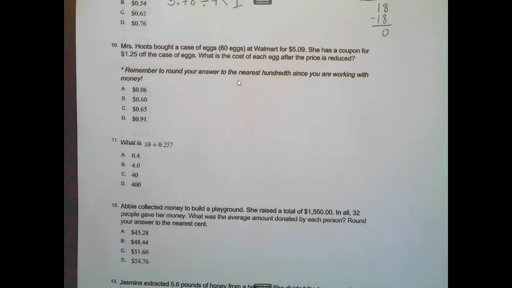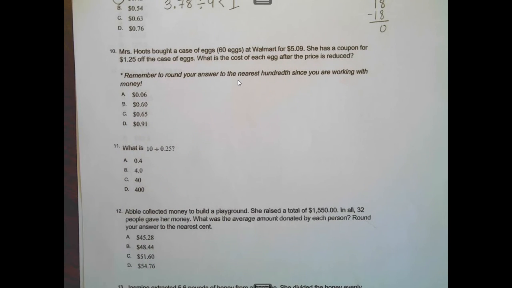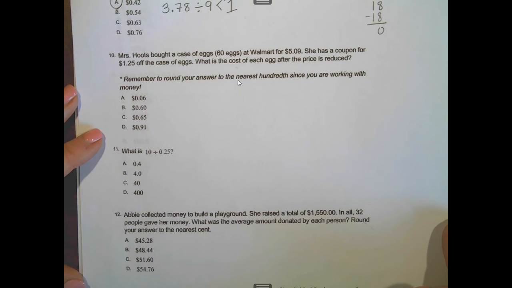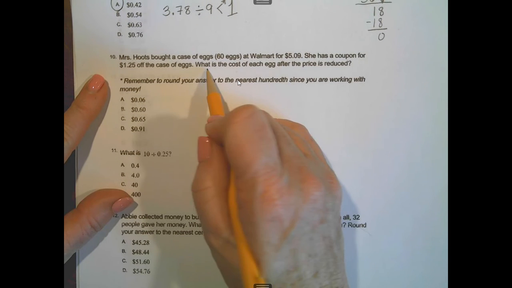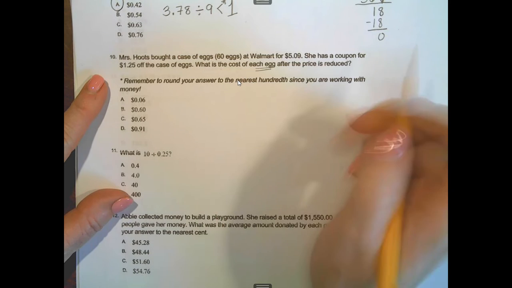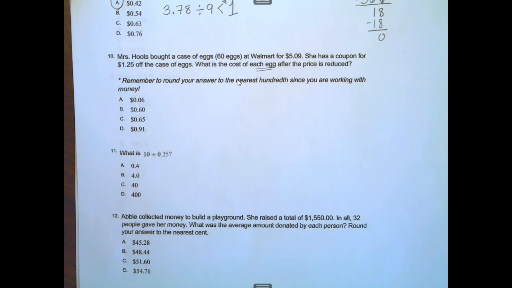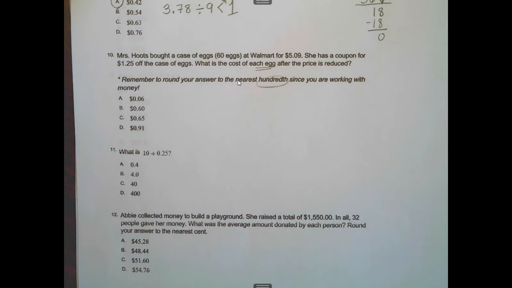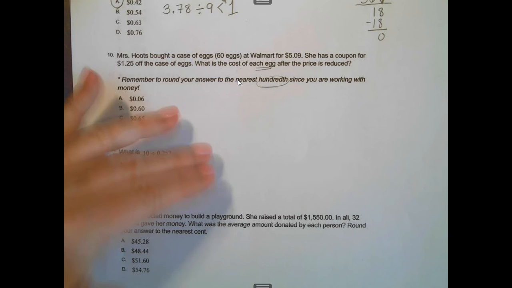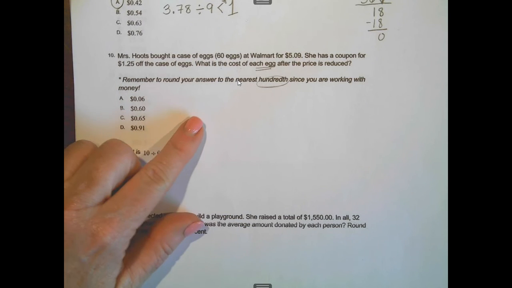All right. Love question number 10. This is going to be a two-step problem. We've worked some of these in class just to get the gist of how they work, since it's a multi-step problem. So Mrs. Hoots bought a case of eggs. There's 60 eggs in her case at Walmart for $5.09. She had a coupon for $1.25 off the case of eggs. The question is, what is the cost of each egg after the price is reduced? Remember to round your answer to the nearest hundredth since you're working with money. And that's true. We always round. You don't have more than 99 hundredths or 99 cents when we work with money.